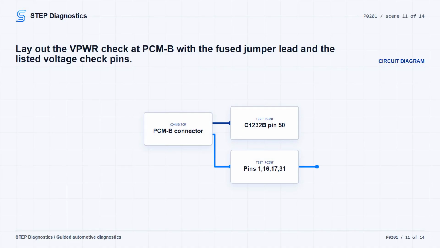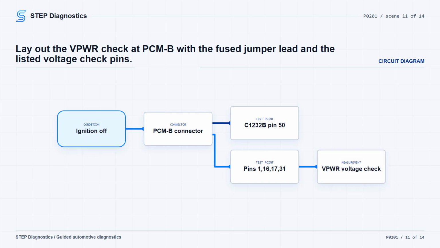Next, check the VPWR circuit. Turn the ignition off and disconnect the PCM-B connector. The check uses a 5-amp fuse jumper wire with lead 1 at C1232B pin 50. But the other jumper connection and voltage meter reference must be confirmed before applying the test. Do not guess at either one.